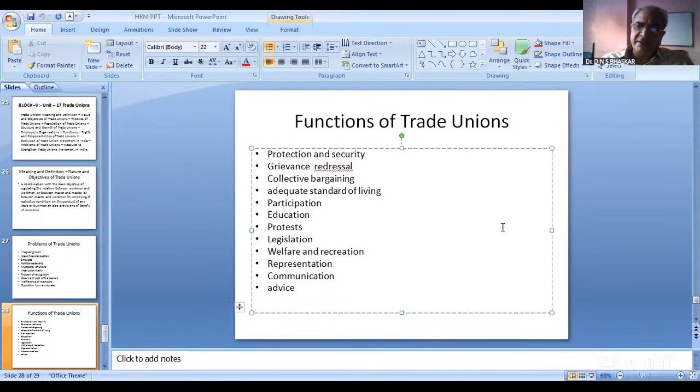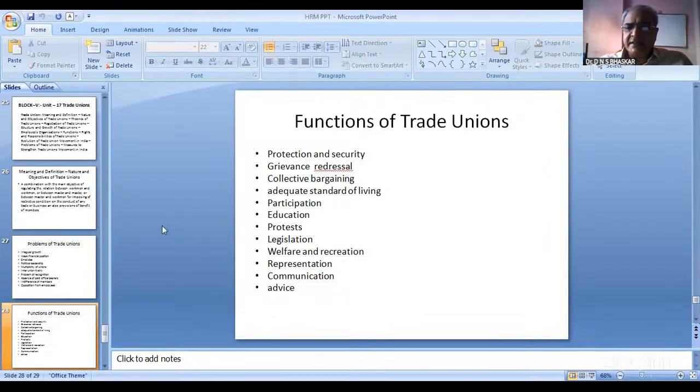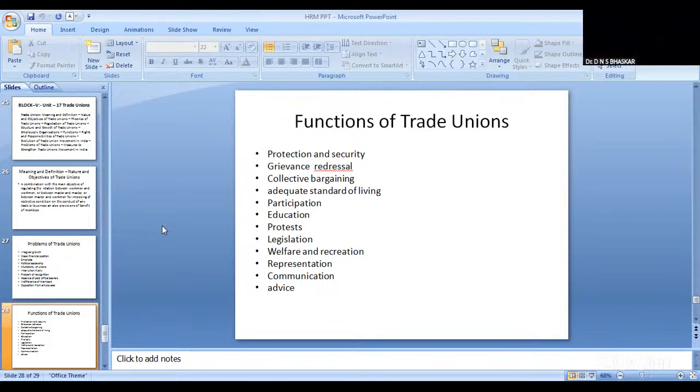Then participation is also very important: participation of the trade unions in the decision making process. Whenever any management is going to take a decision, trade unions must be participative in that nature. Not only to object to the decisions, but to assess and analyze the decision. If a decision is useful for organizational success, then trade unions must support that. That is called the participative nature of the trade unions.